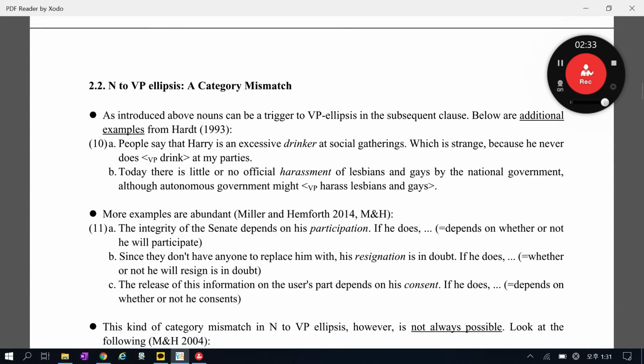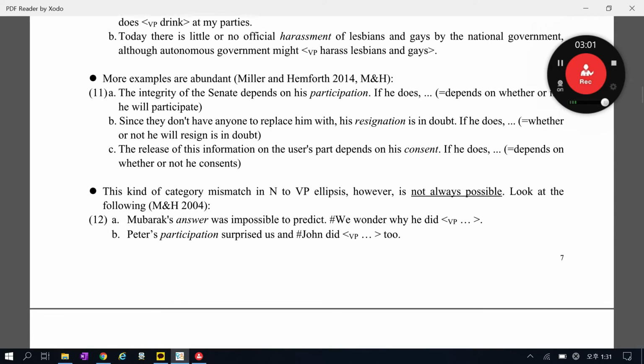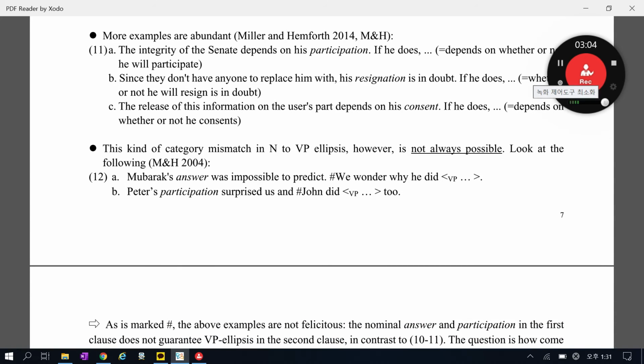Section 2.2. N to VP ellipsis is a case of category mismatch. As was introduced above, nouns can trigger VP ellipsis in the subsequent clause. Below we see additional examples from Hart 1993 in 10, and more examples are abundant. Examples given in 11 are from Miller and Hofmeister 2014. And this kind of category mismatch in N to VP ellipsis, however, is not always possible.